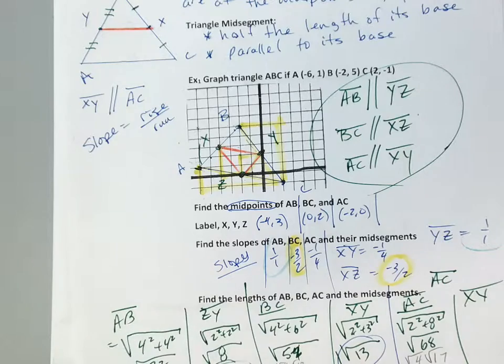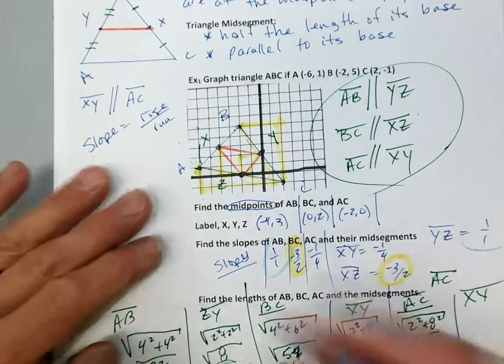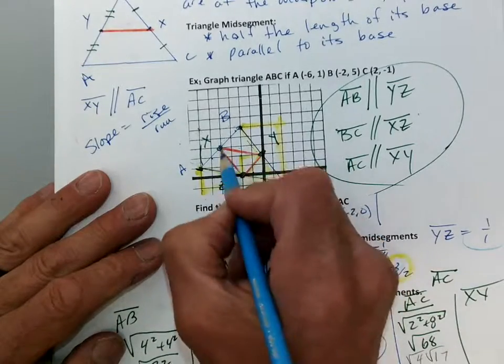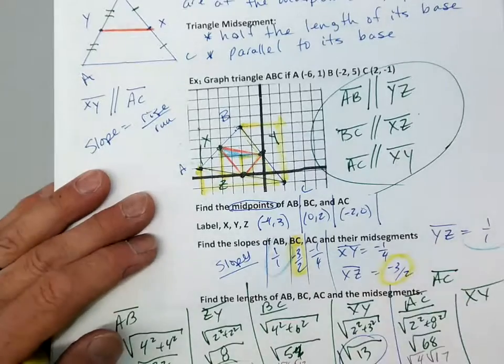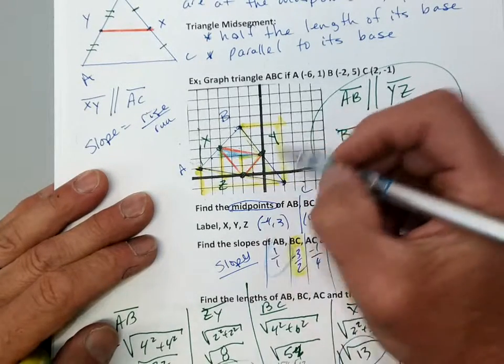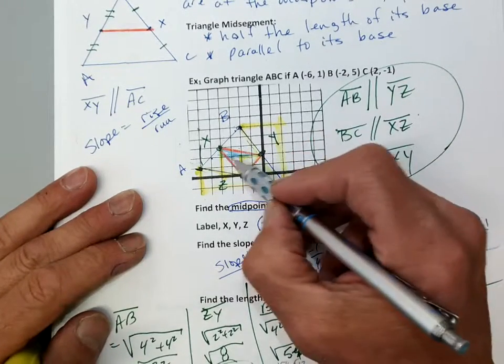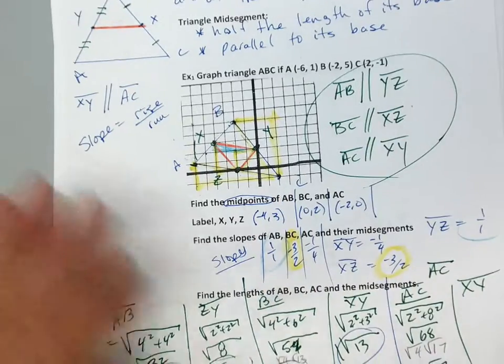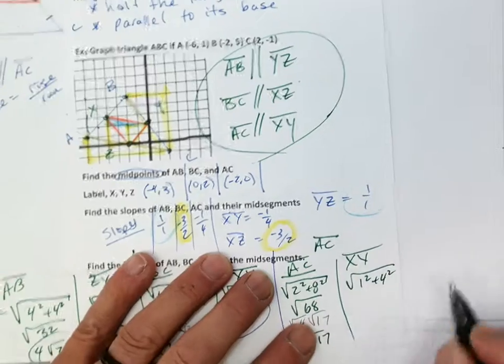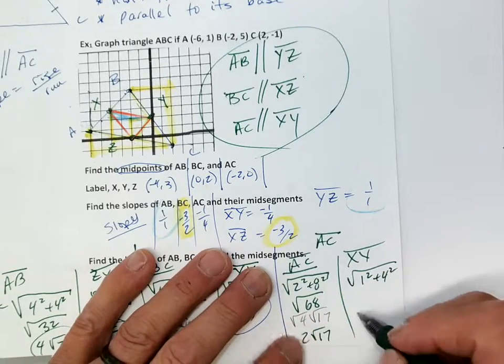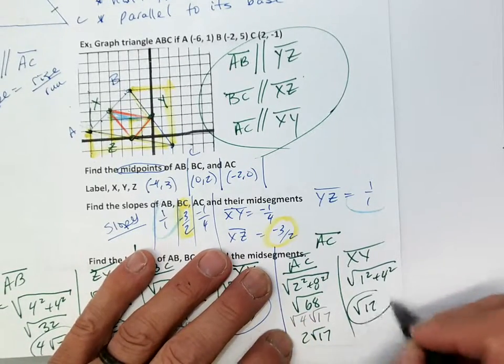So the length of XY, again, we're going to use Pythagoras theorem. And hopefully you can see a little right triangle with XY. If I take my picture, there's a little mini right triangle right in here. So with Pythagoras theorem, a squared plus b squared equals c squared, 1, 2, 3, 4. Or it's going to be the square root of 1 squared plus 4 squared. 1 plus 16 is 17. Square root of 17. So it is half as big.